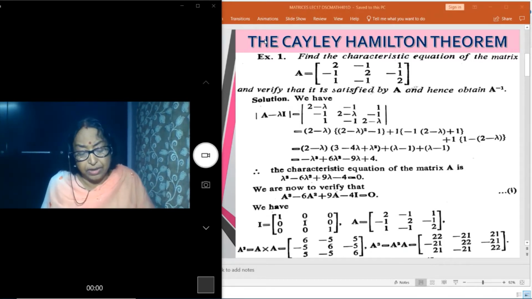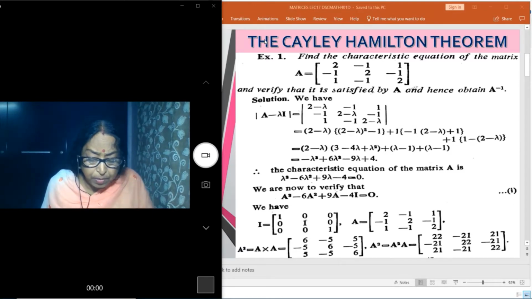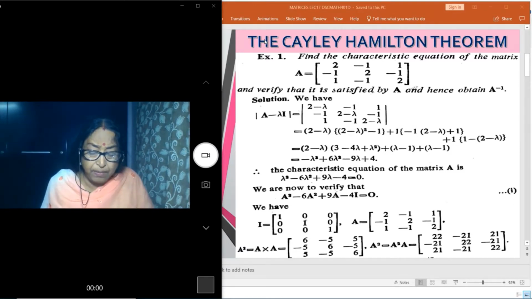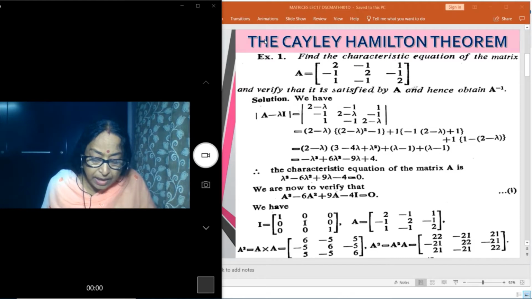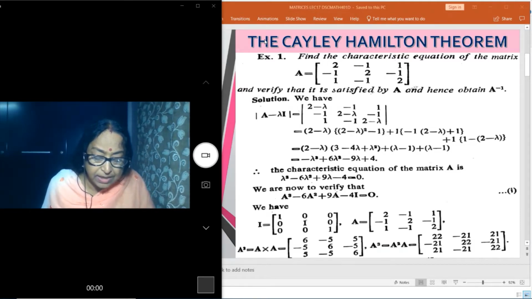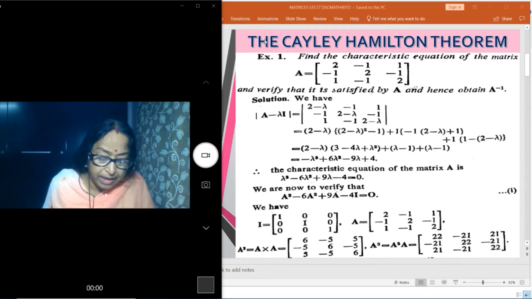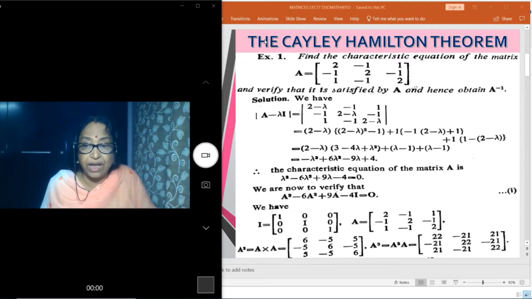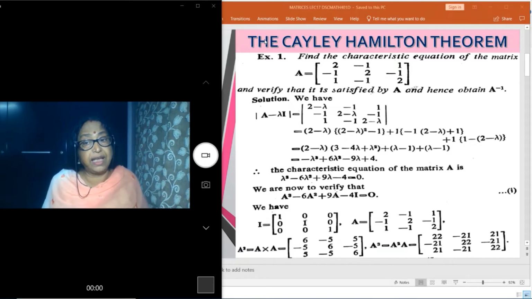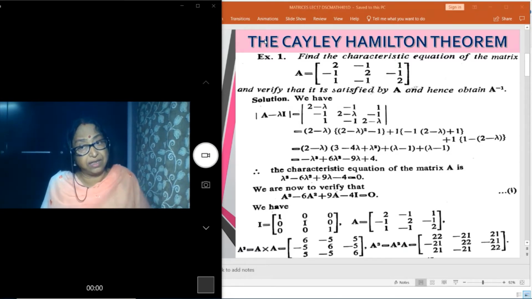According to the Cayley-Hamilton theorem, if we put A in place of lambda, then this equation is satisfied. So in place of lambda cube, we write A cube minus 6A square plus 9A minus 4I is equal to 0. If this condition is satisfied, then we say the Cayley-Hamilton theorem is satisfied.